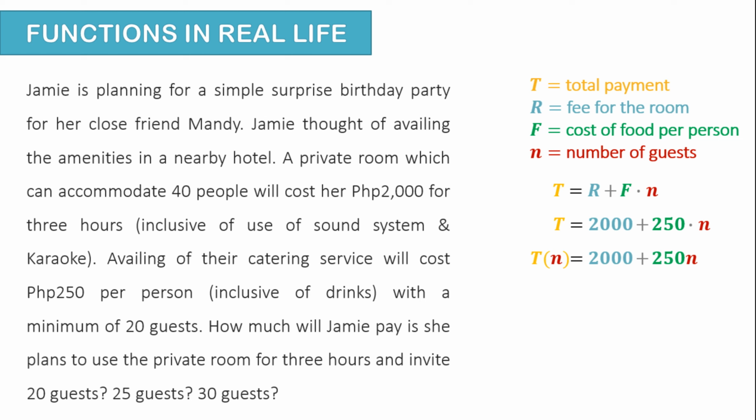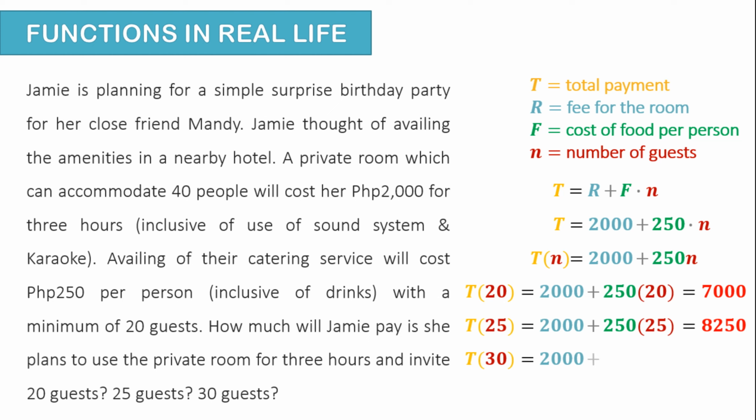Now, in order for us to answer that, let's go to the questions there. So we have T sub 20. If you could remember, when we have T sub 20, we just simply evaluate the function. So we have 2,000 plus 250 times 20, which is equal to 7,000. And then everything else should follow.